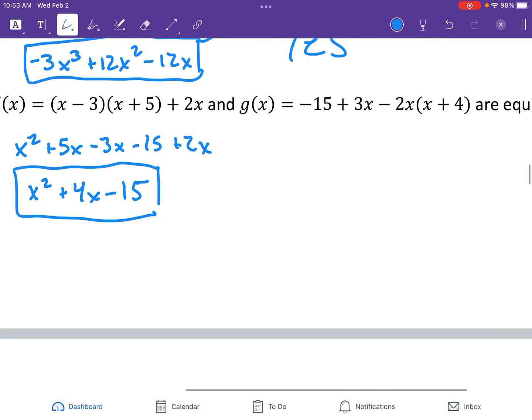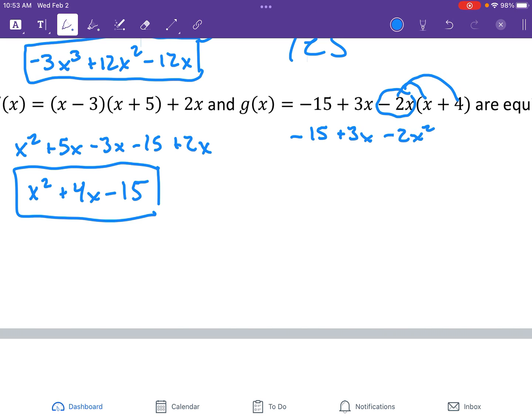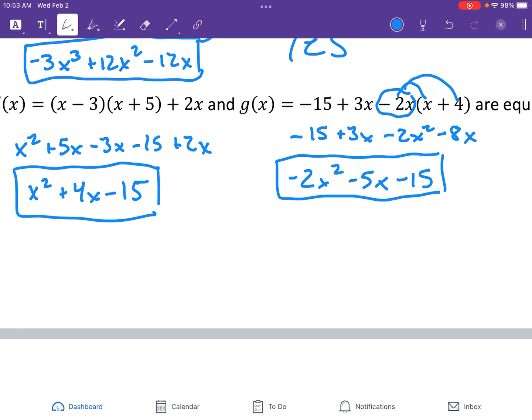Next, I'm going to just rewrite the first parts, negative 15 plus 3x. I'm multiplying negative 2x times the stuff inside the parentheses. So I'm going to get negative 2x squared and minus 8x. Okay. Now I combine the like terms. I have negative 2x squared. The x's give me negative 5x and then negative 15. And that's my answer for this. Well, those two things don't look alike, so this would be a no.